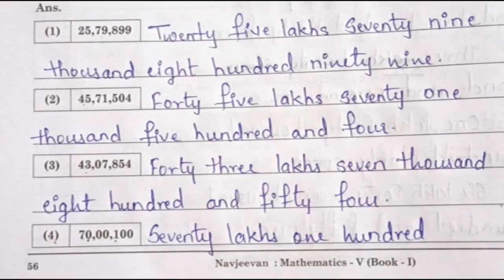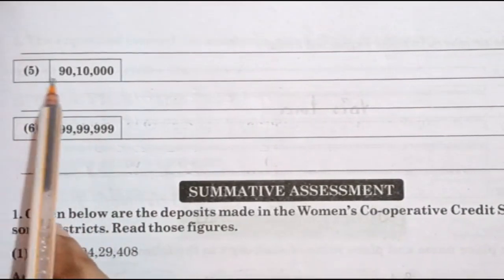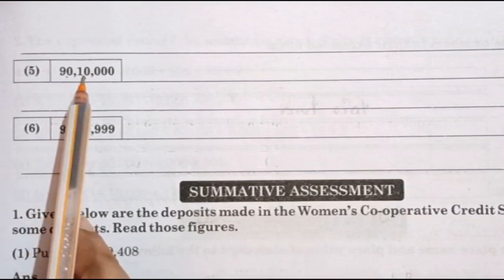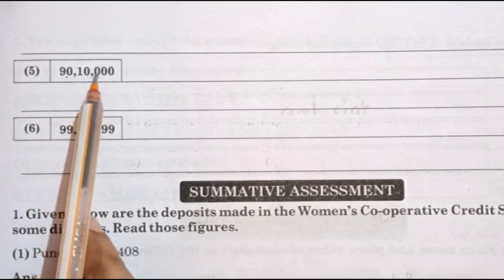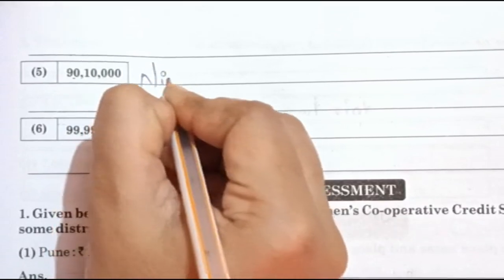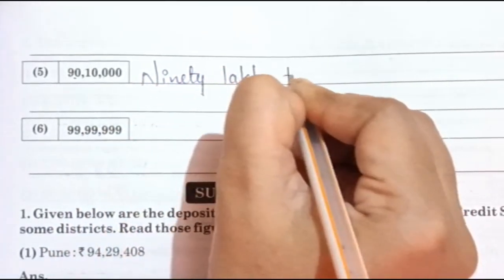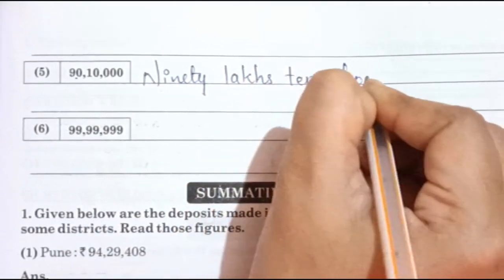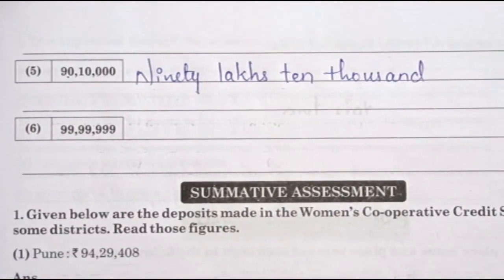Is that clear on page number 56? Now let us move on to page number 57. Now students, here on page number 57 on the top you can see the fifth one, it is given again 90 lakh and 10,000. 10,000 and 90 lakhs, hundreds, tens and units place it is 0. So you will write it as 90 lakhs 10,000. Clear everybody?